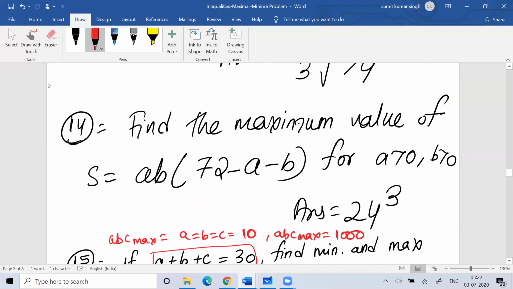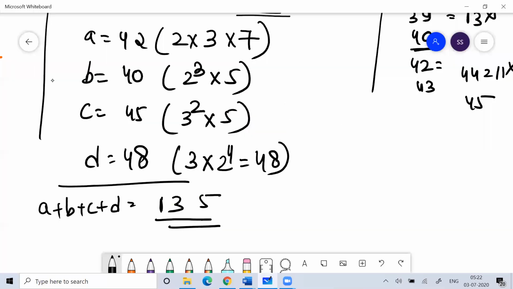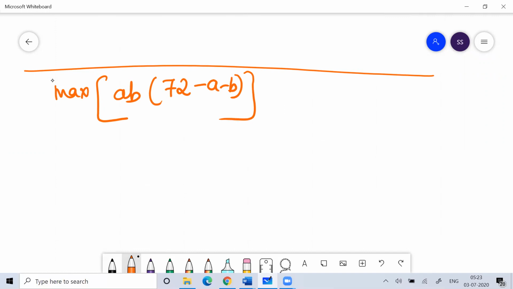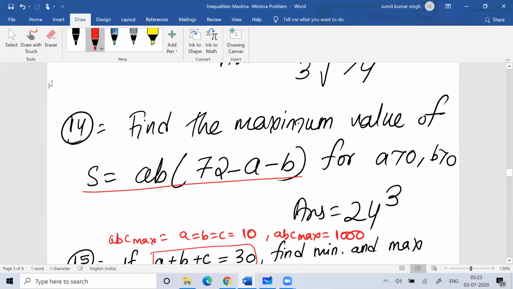Similarly, you can see this question number 14. Find the maximum value of this, where A and B are all positive numbers. So you have to find the maximum value of A into B into (72 minus A minus B).